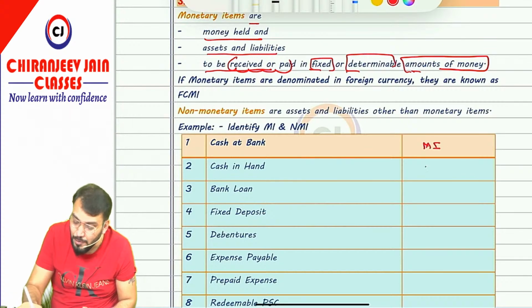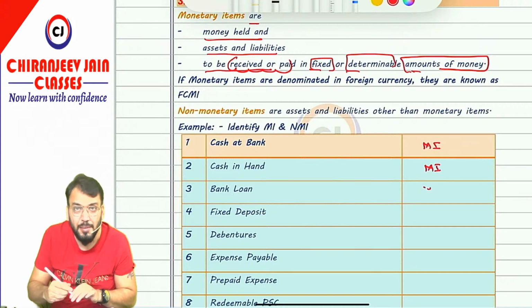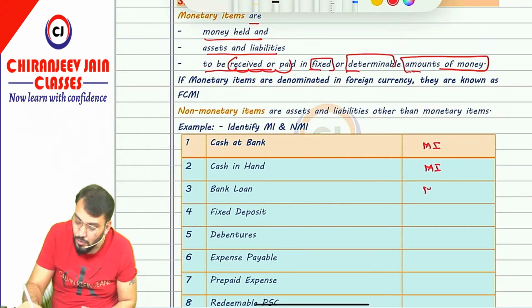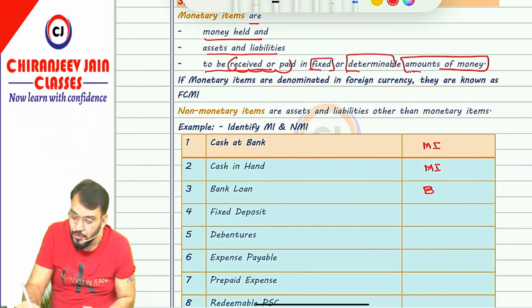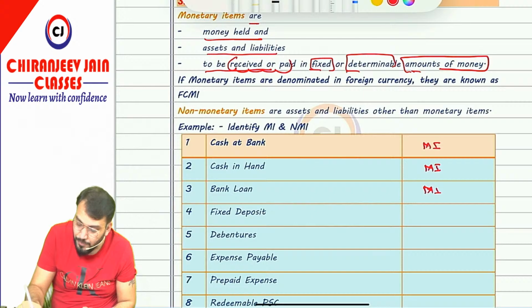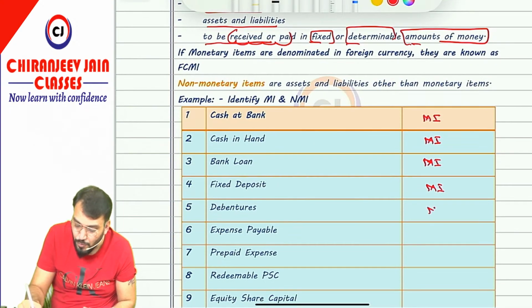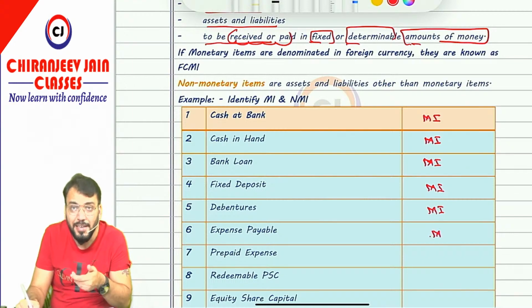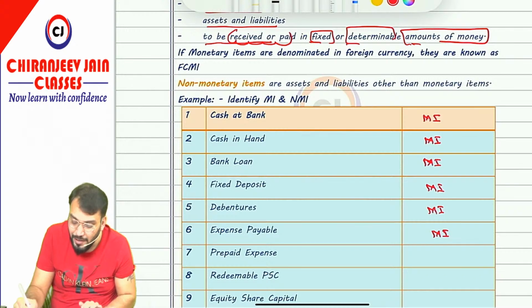Cash in hand will always be a monetary item. Bank loan, can you say it is payable in cash only? So it is payable in money form. So it will be what? Monetary item. Fixed deposit, monetary item. Debentures, of course, monetary item. Expense payable will be paid in cash, means money, so monetary item.